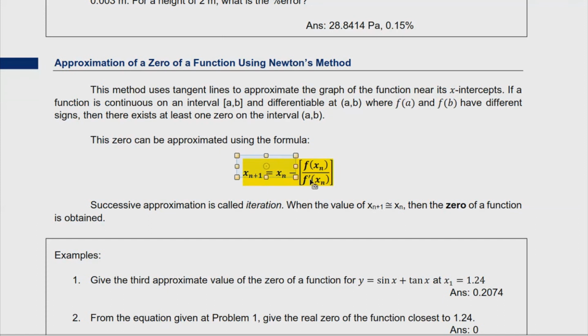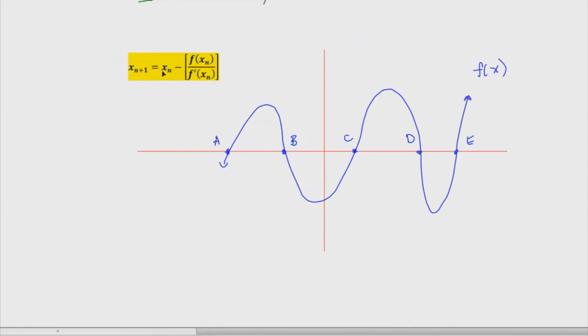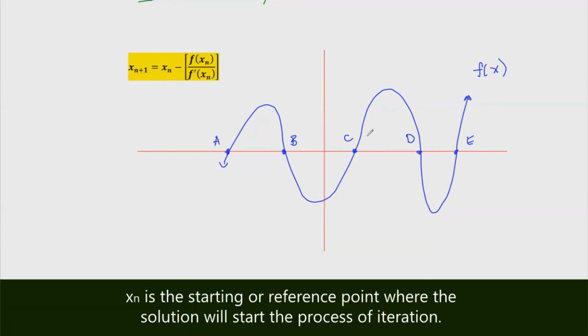Now it says here that this is that formula. So using this formula, we have x of n plus 1 is equal to x of n minus f of x of n over f prime of x of n. Now I want to explain something about this formula first. x of n plus 1 means that this is the zero of the function that you'll be able to get from a certain x of n. Now let's have x of n, something like here, near D. So we have x of n.